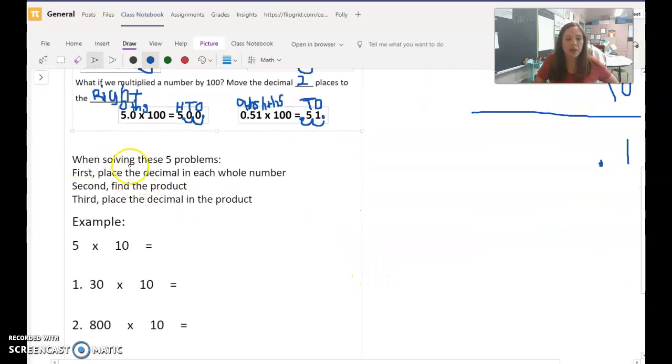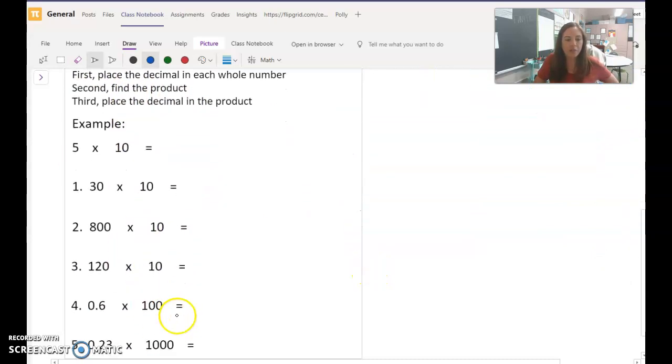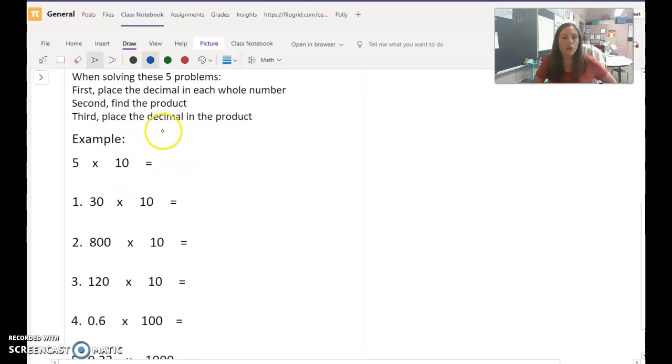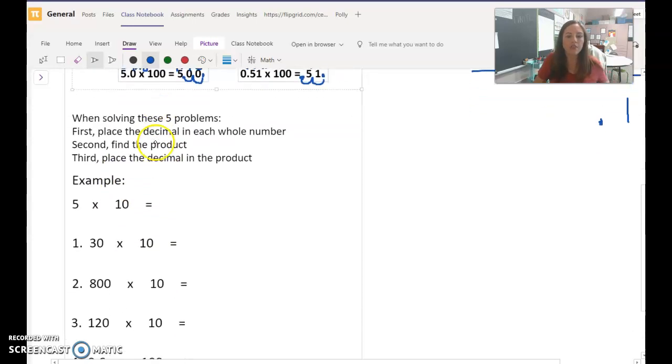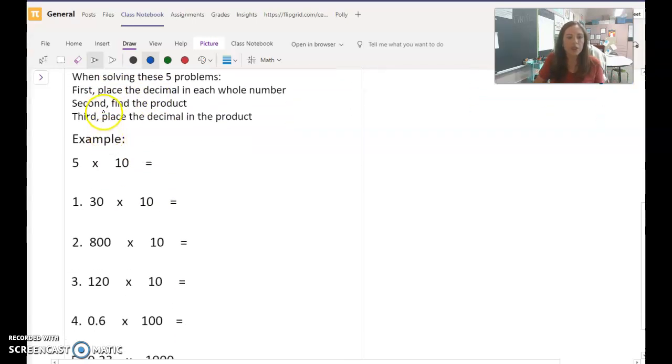Okay, so now you're going to solve 5 problems showing that you understand the rule of 10. So what I want you to do is first place the decimal in each whole number of your factors. So let's take a look at our example. We have 5 times 10. I need to put the decimal in my factors.